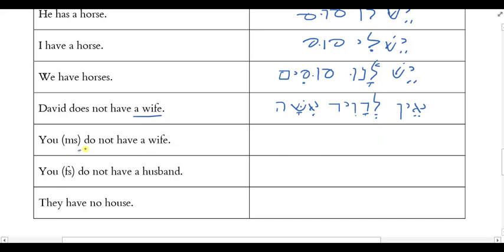Okay. You, masculine singular, do not have a wife. So how would I say that? Not have is going to use ein, right? And then you is a masculine singular you. That's right. Lecha. Ein lecha. There's not to you. There's not to you what? Isha. Ein lecha isha. There is not to you a wife means you do not have a wife.